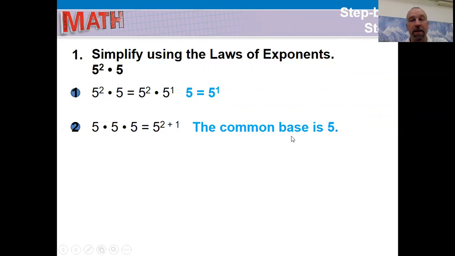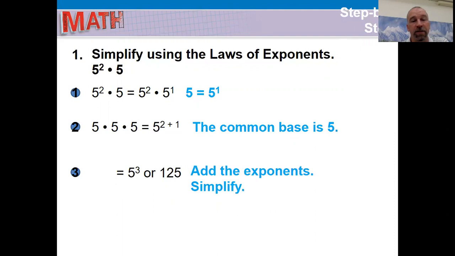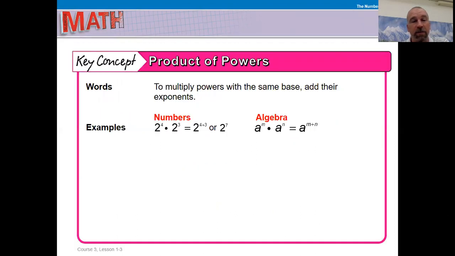They have a common base. That base is 5 in each of those terms. So now I can just say, well, this is 3 5s, or 2 plus 1 5s. And 5 to the third power, you can use your Desmos calculator and find out that that is 125. Or you could leave your answer as 5 to the third power, depending on what the question asks. It might ask you to leave your answer in the form with an exponent, or an exponential form. And that's the law of the exponents for multiplying with a common base. Add the exponents and simplify.